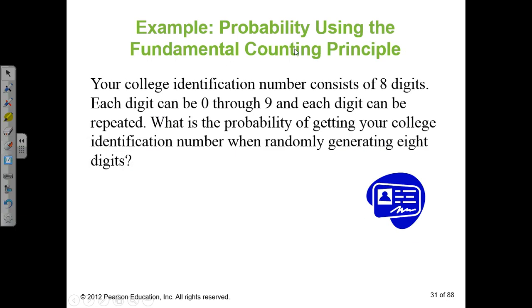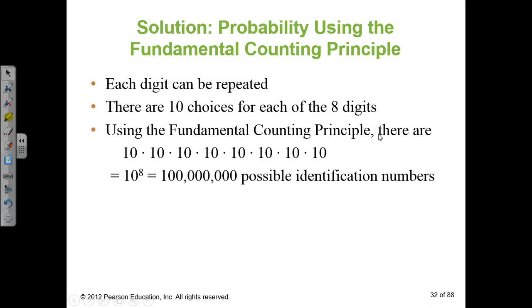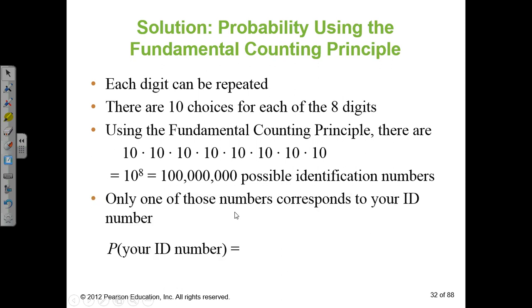Let's use the fundamental counting principle to find a probability. Suppose your college ID consists of 8 digits, which can be any number between 0 and 9, and the digits can be repeated. Let's see what's the probability of someone guessing your ID number. Now, each digit can be repeated, and there are 10 choices for each of the 8 digits. Using the fundamental counting principle, there are 10 ways to choose the first, 10 ways to choose the second number, 10 ways to choose the third number, and so forth. So we get 10 to the 8th, which is 100 million possible ID numbers. Well, your ID number is exactly one of those 100 million. So the probability of guessing your number is 1 out of 100 million.